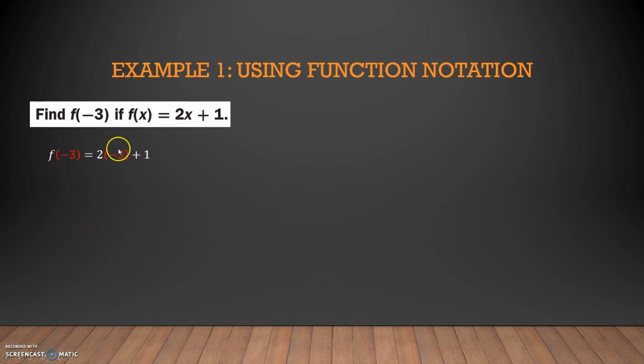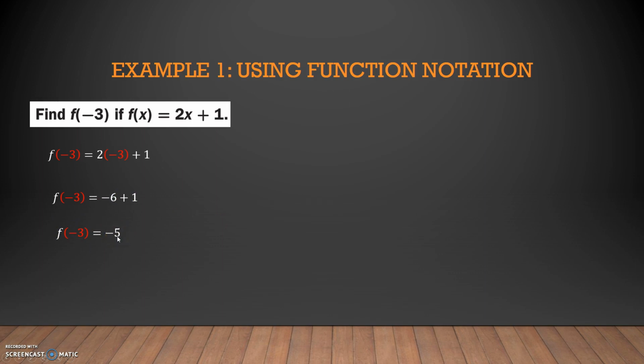Notice I have them in red. So instead of writing x, I'm writing negative 3. Very similar to how we found the other variable in the substitution method. So 2 times negative 3 is negative 6. And I just keep writing this here. It's kind of nice at the end. Negative 6 plus 1 is negative 5, so f of negative 3 is negative 5.